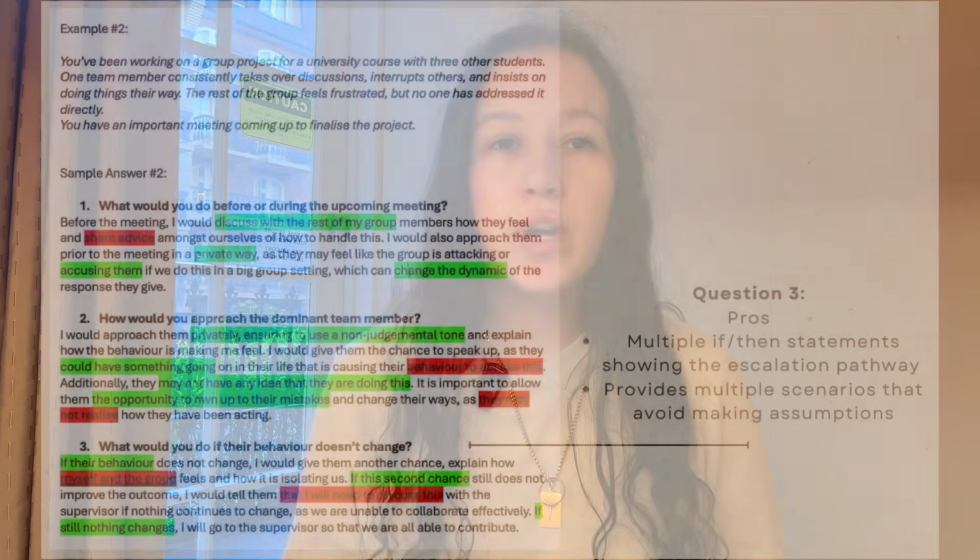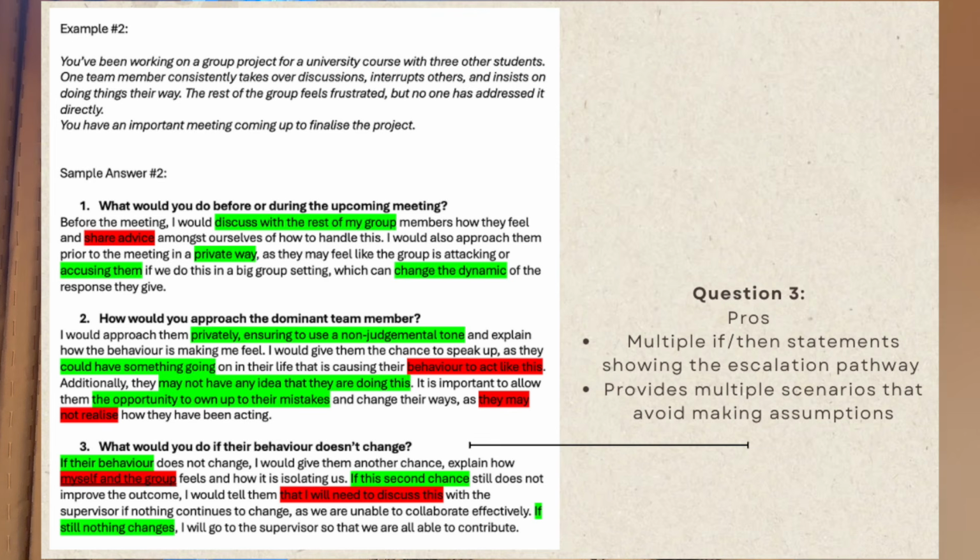Now, my final question for this scenario is a bit similar to the last two. What I do well yet again is using those multiple if-then statements, such as if their behavior does not change, and then if this second chance doesn't improve. I've provided the marker with 3 potential scenarios. Once again, it is about that escalation pathway where you are showing that you have empathy first, but that you also have accountability if nothing changes.